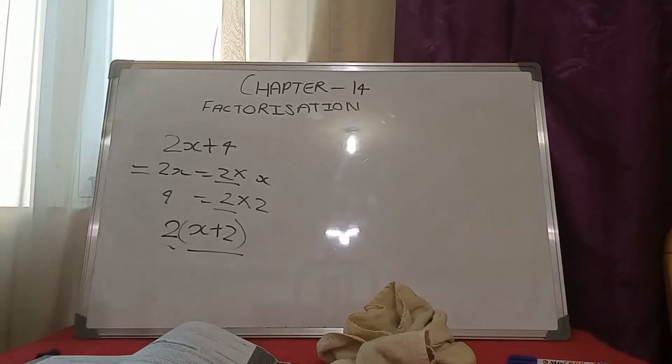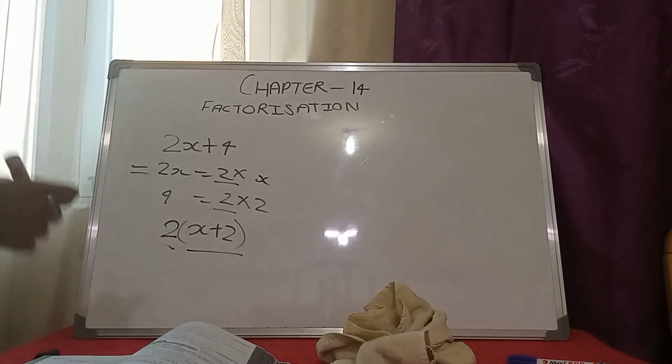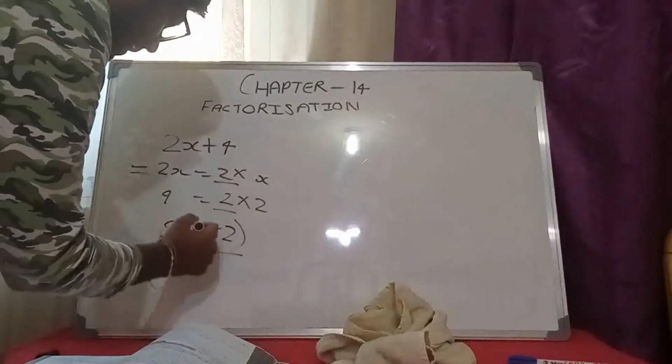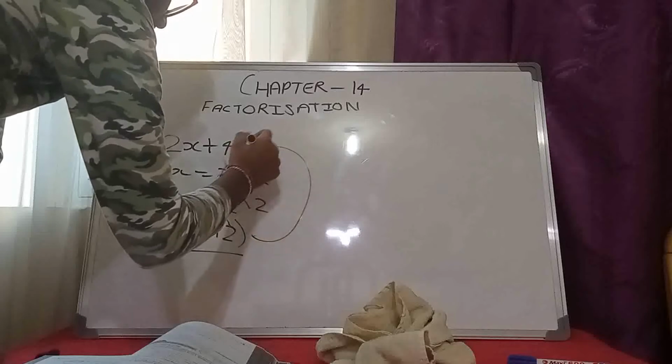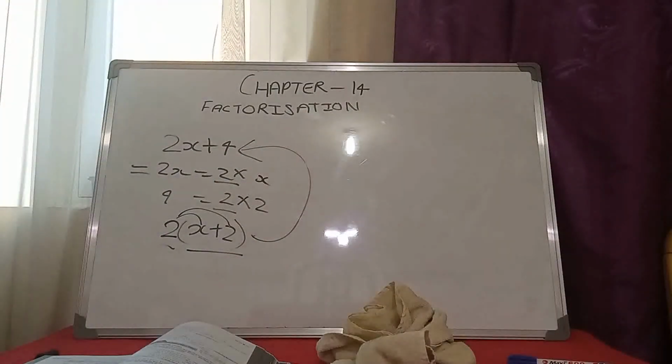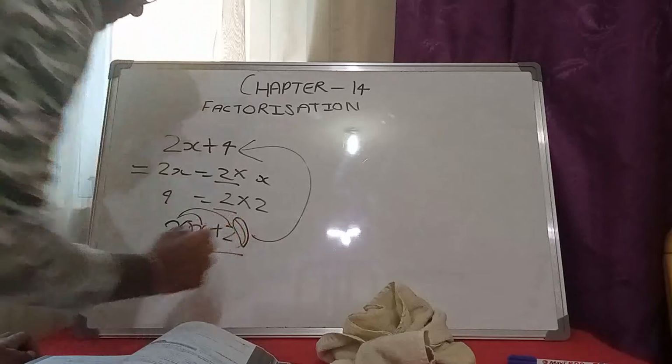We learned in the algebraic expressions and identities chapter that if you open these brackets, you have to multiply 2 and x, and 2 and 2. When you multiply, we get this answer. So this is just the opposite of multiplying a monomial with a binomial.